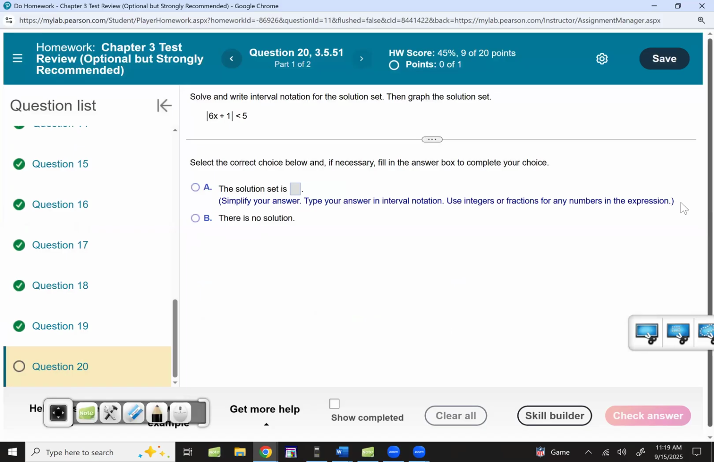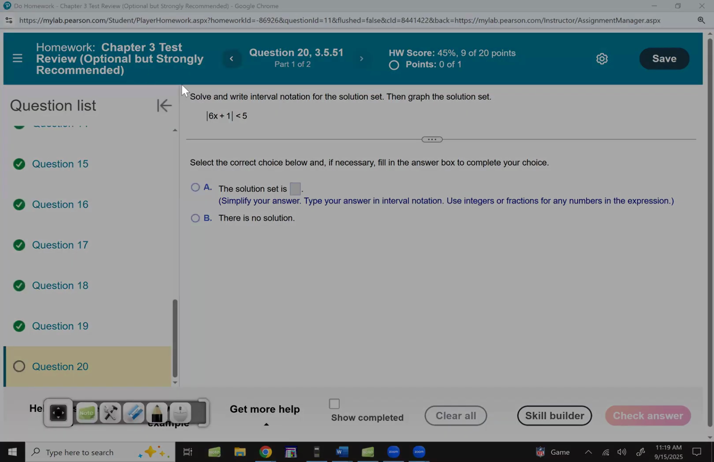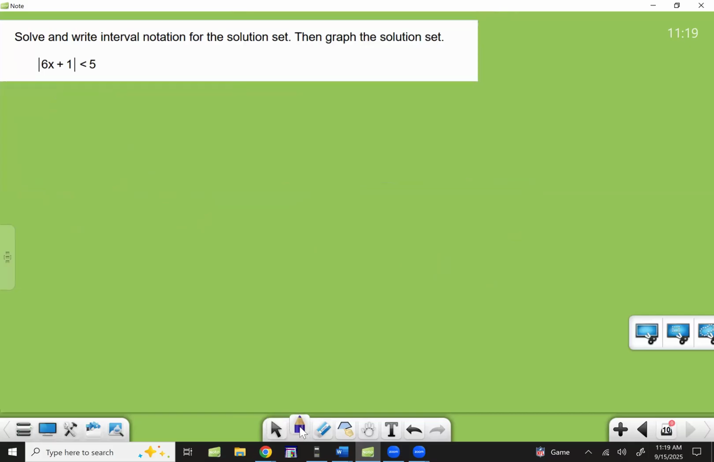Okay. Last one, you guys. Solve and write interval notation for the solution set. I put both of these on here because I wanted to make sure you understand that you treat less thans differently than greater thans. Greater thans we do 2 cases on. For less thans, we take the stuff inside the absolute value and sandwich it between that number and negative that number. So the less thans get sandwiched. They don't do 2 cases.